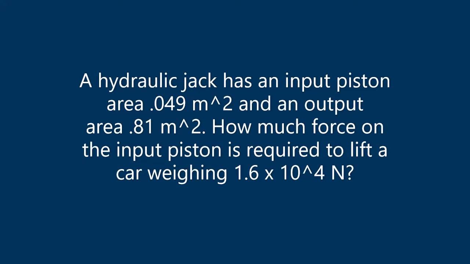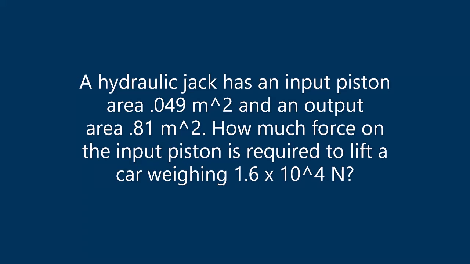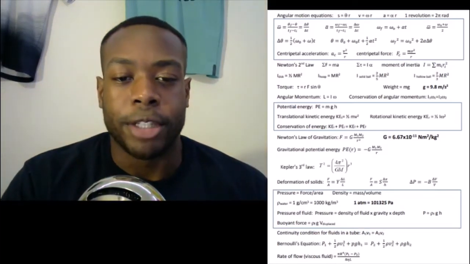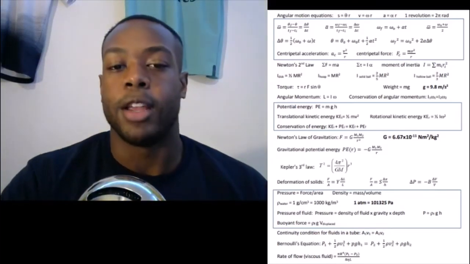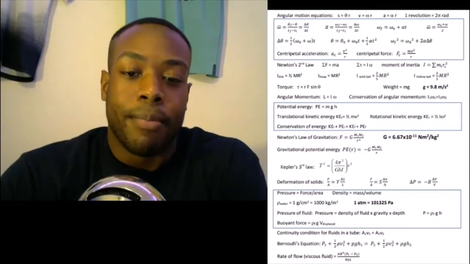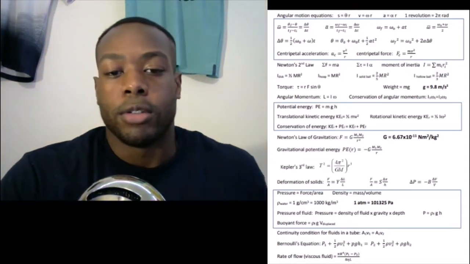A hydraulic jack has an input piston area of 0.049 meters squared and an output area of 0.81 meters squared. How much force on the input piston is required to lift a car weighing 1.6 times 10 to the 4 newtons? The next one I want to touch, because I'm not sure it's explicitly on your formula sheet, involves Pascal's principle, and that simply states that pressure in is going to be pressure out. So we're going to do that.